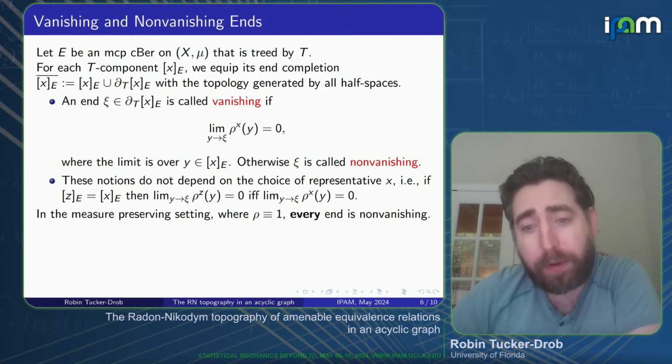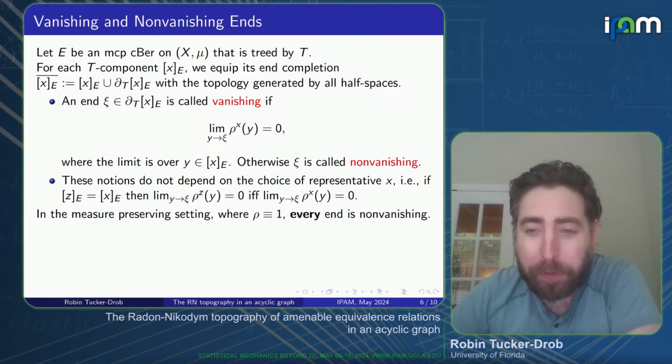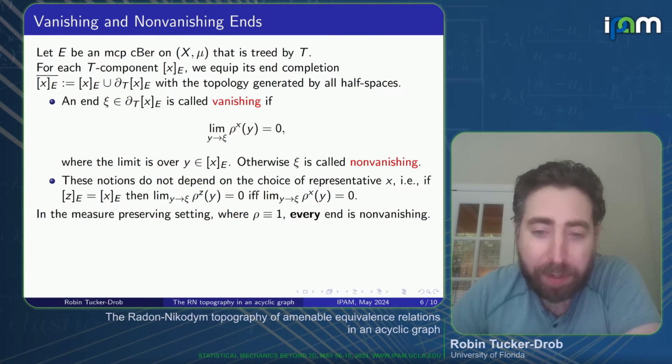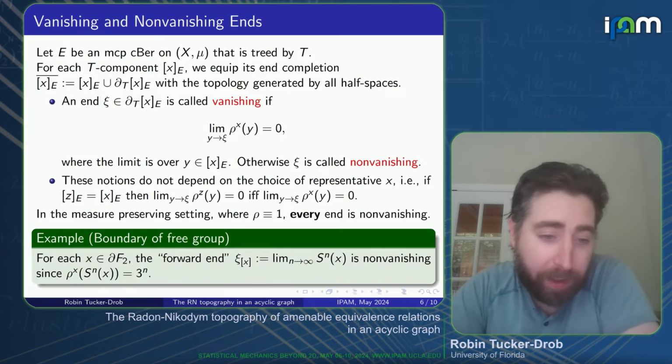All right, in the measure preserving setting, where our Radon-Nikodym cocycle is identically equal to 1, every end is non-vanishing. So non-vanishing end and end in the measure preserving setting mean the same thing. All right, let's look at the boundary of the free group. We're in the decidedly non-measure preserving setting.